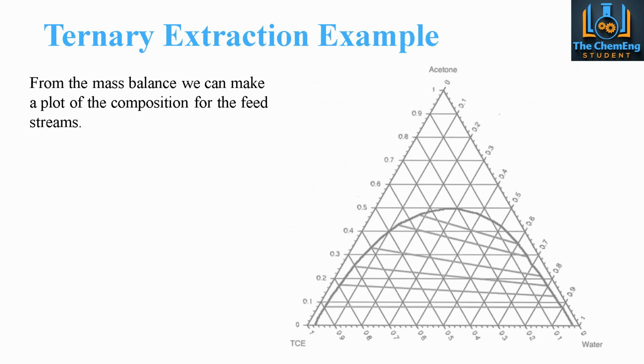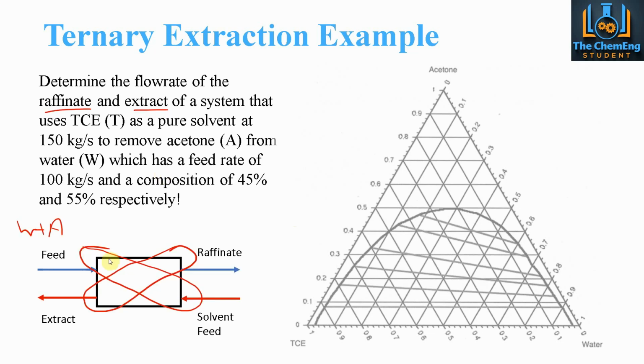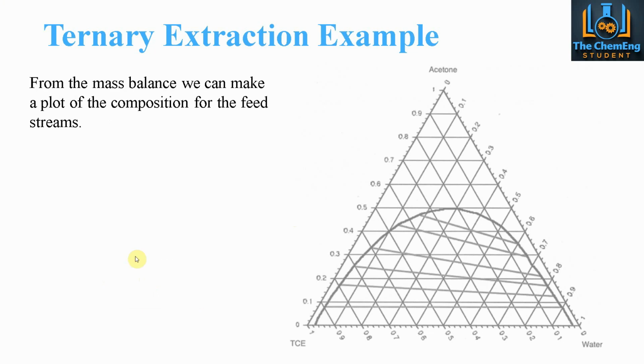Now what we need to do here is perform, using this as a guide, a mass balance on the system. And what we can do is make a plot of the compositions. To start off with, we know that the feed contains 55% water and 45% acetone. So that would be the feed point here.